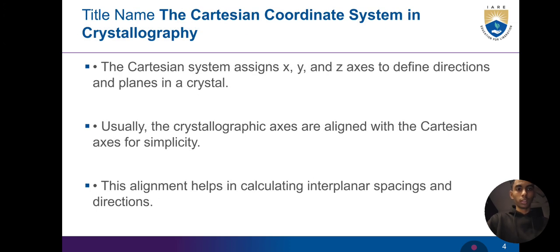The Cartesian coordinate system in crystallography. The Cartesian system assigns x, y, and z axes to define directions and planes in a crystal. In crystallography, the axes are aligned with the crystal axes for simplicity. This alignment helps in calculating interplanar spacing and directions.